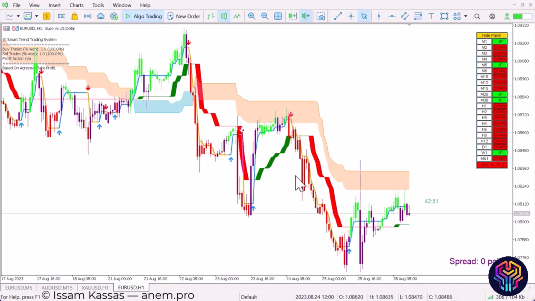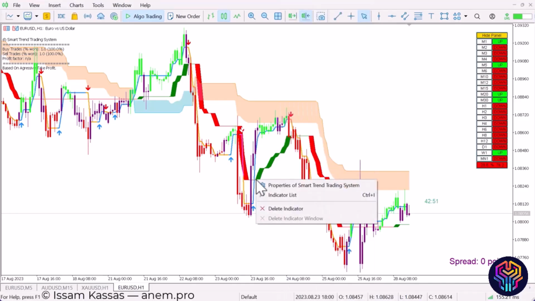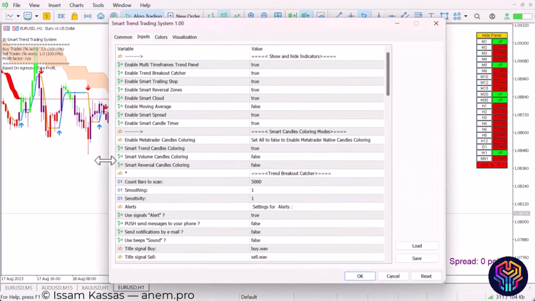First of all, I will start with the general presentation of this indicator. I think the best way to do it is to start with the settings or the properties of this indicator. To access the settings, right click anywhere in the chart and click on indicator list, or a better way is to target any element of the chart and right click, and you will see this short menu. This one is obviously for deleting the indicator from the chart, and you can click here on properties to show the properties, or the settings, of the indicators.